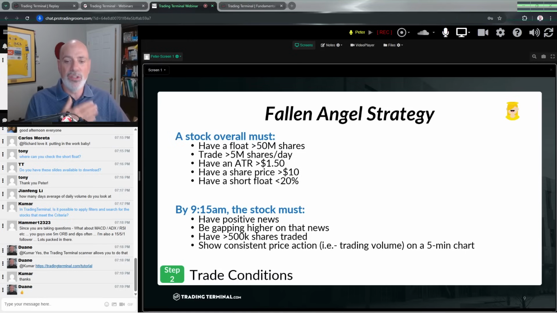I want to know there's consistent price action, that volume is showing me candles in every minute. There's shares traded every minute, or at least every 5 minutes pre-market. That gives me confidence that this trade, again, has some of the criteria that I'm looking for.